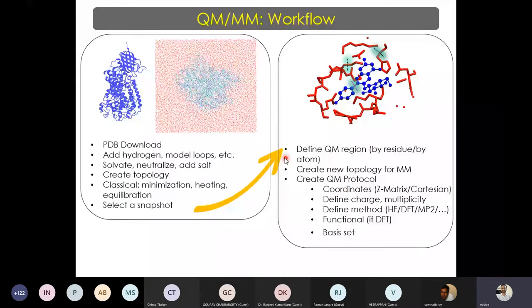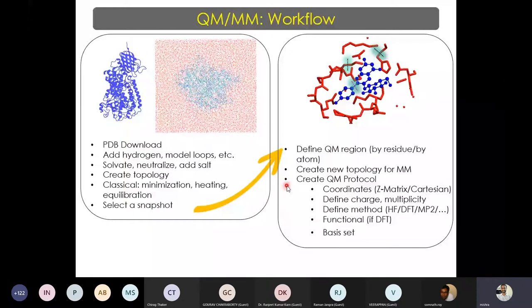your QM region. Once you define the QM region, you have to delete that region from your MM, because, remember, if you are doing additive, you have to remove that from the MM region. So you need to create a new topology file for the MM region by excluding these QM region atoms. And that is for the MM part.